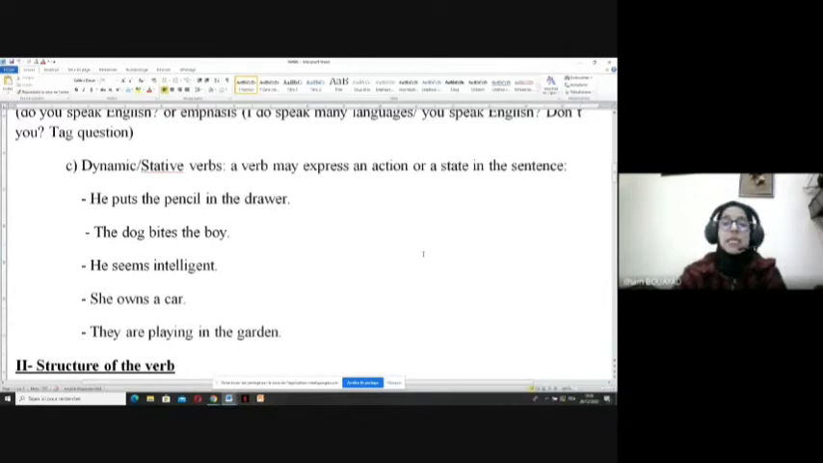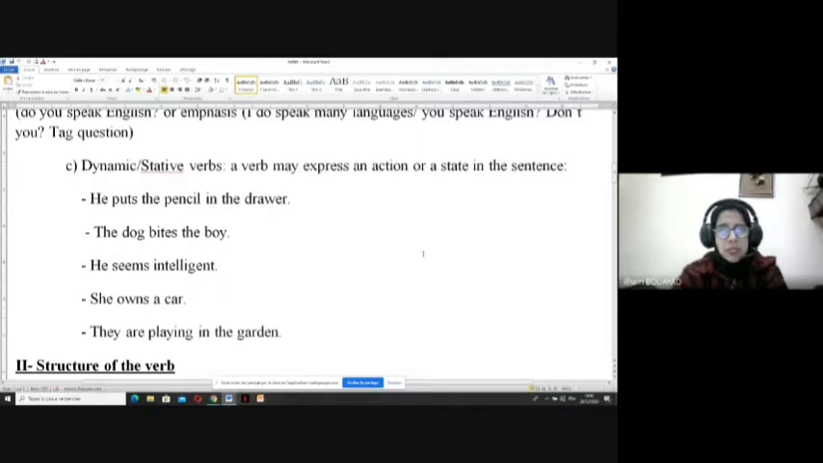You know that. Dynamic is an action verb. It indicates a certain action in a sentence, like when I say "the dog bites the boy." Here "bite" is a dynamic verb because it expresses an action within the sentence. But verbs may also be stative, expressing just a state within a sentence, like "she owns a car." Here the verb describes the state of owning a car. Okay, so verbs may be stative or dynamic.